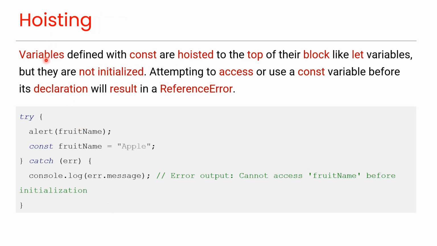Hoisting. Variables defined with const are hoisted to the top of their block like let variables, but they are not initialized. Attempting to access or use a const variable before its declaration will result in a reference error. In this code, we try to log fruit name before declaring it with const. JavaScript throws an error because const variables are not initialized until the declaration is reached.